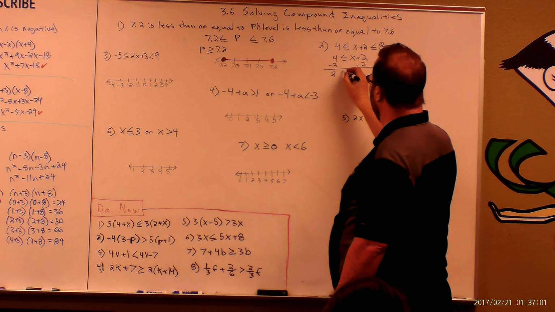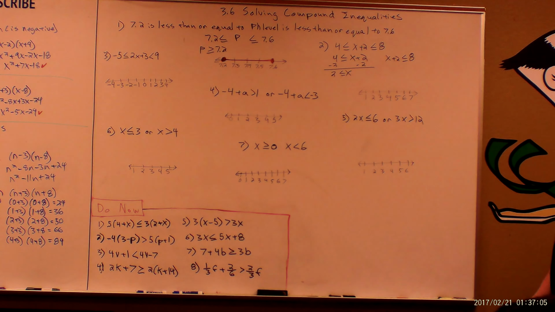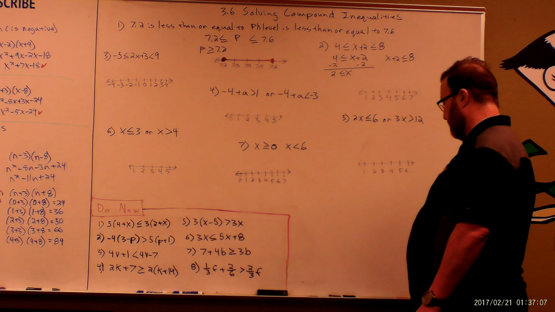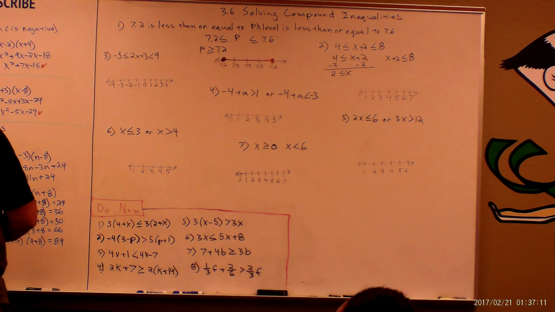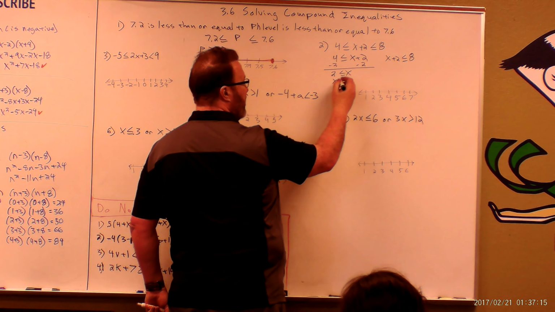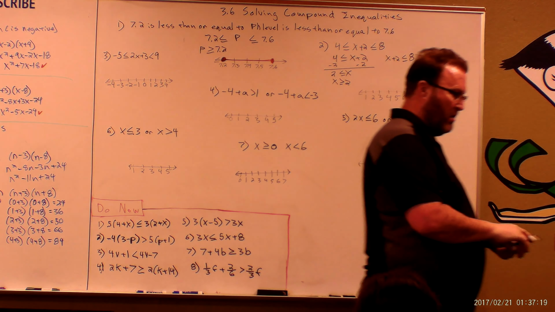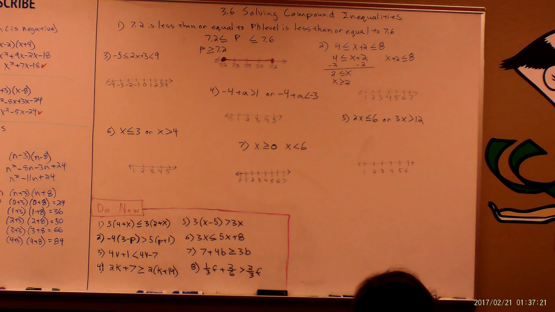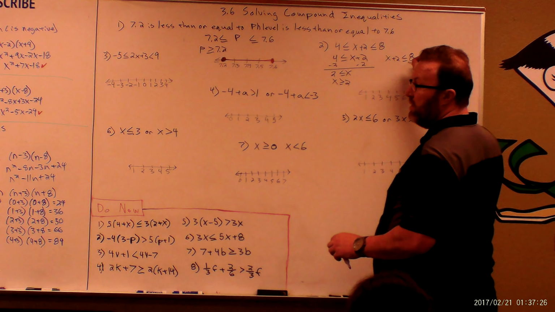This is going to become 2 less than or equal to x, right? What do I need to do to it? What do we call it? Mirror. Yes, need to mirror it. So notice how it's open to the x. So x is greater than or equal to 2. We're done with this one. Second one's always easier because we're not having to mirror it. We're just having to solve it.